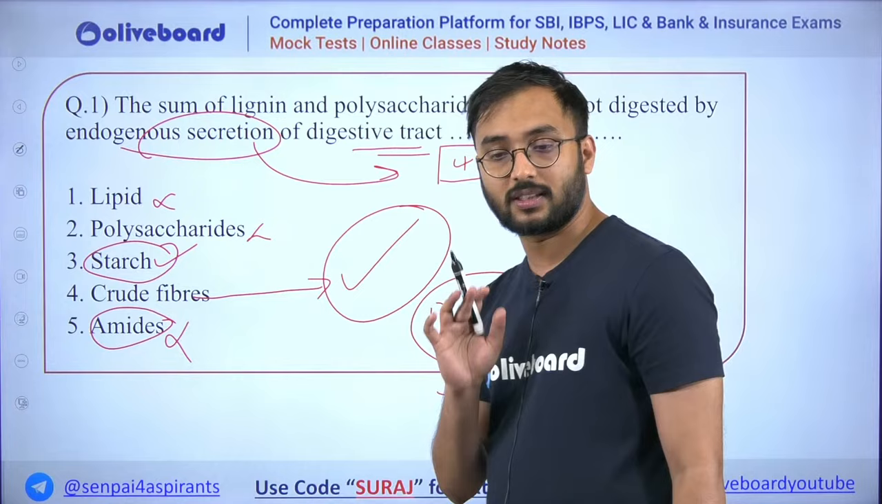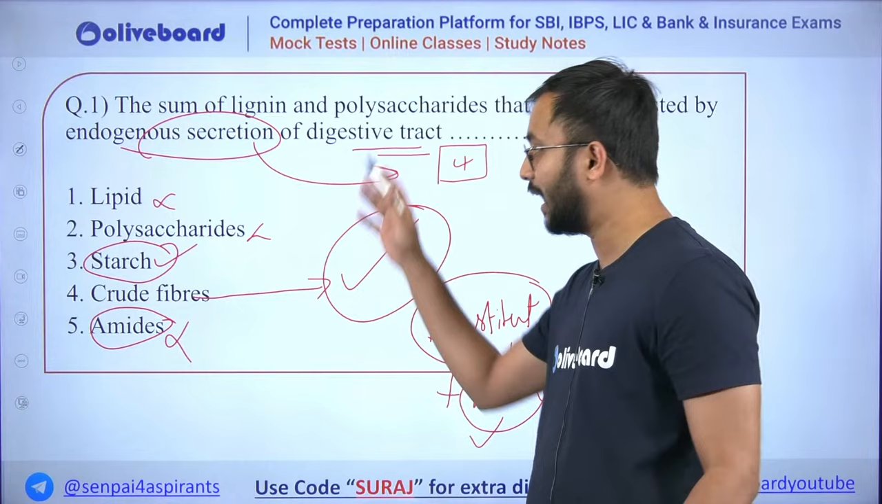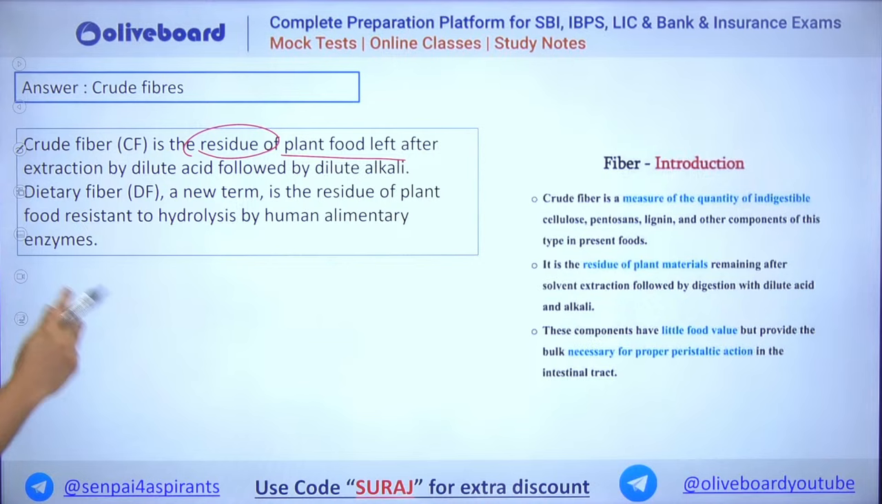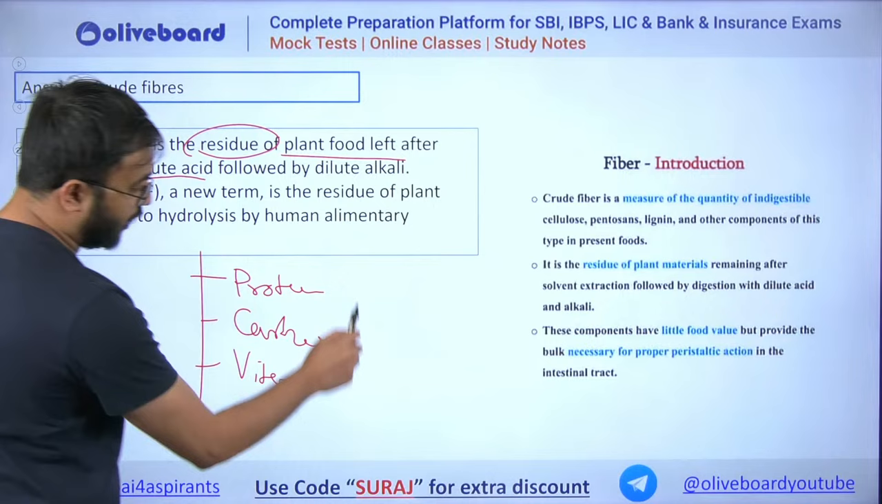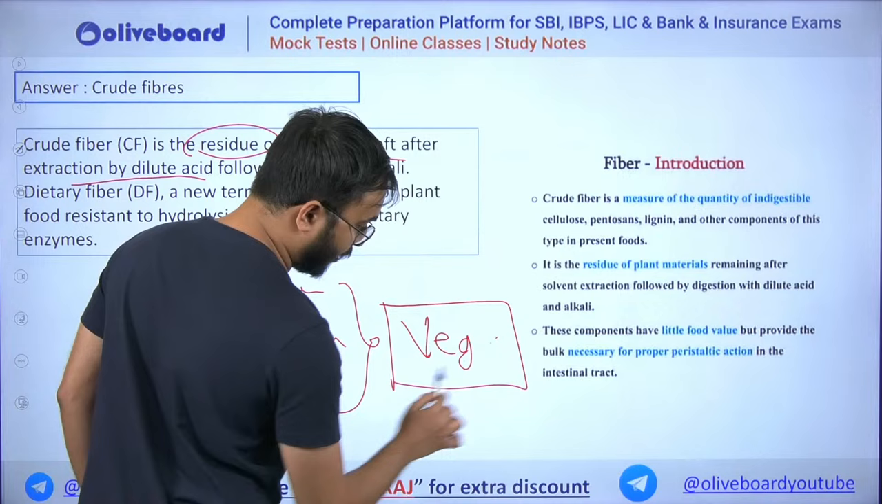Okay, so now here we are looking at our question. Crude fiber is the answer. What is crude fiber? It is nothing but the residue part of the plant food which is left after extraction of dilute acids which are followed by dilute alkalis. So here when we are talking about any food product, you consider its components. So dietary part, you either consider protein, you either consider carbohydrates, you either consider vitamins. Now these all things we are definitely getting from the vegetarian source, that means plant source. So in this plant source, for example, take the example of pea.